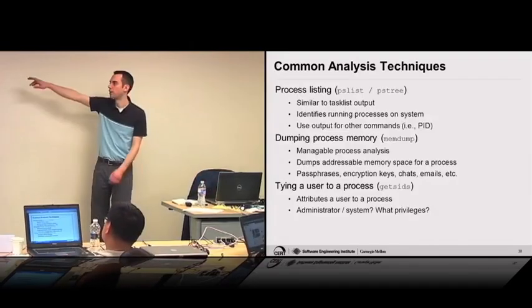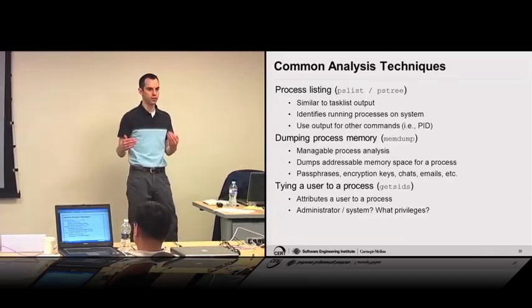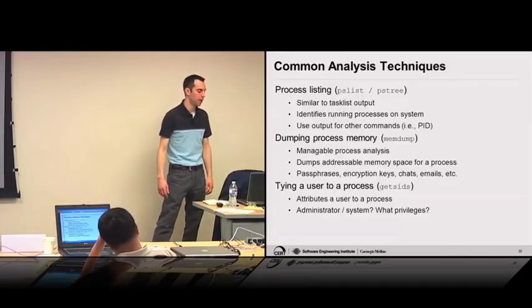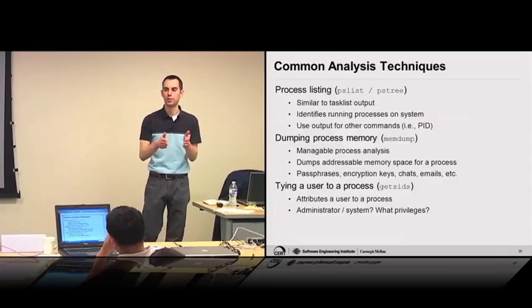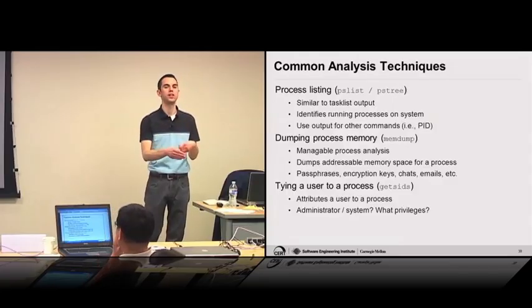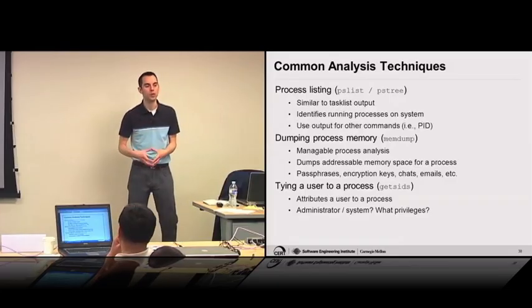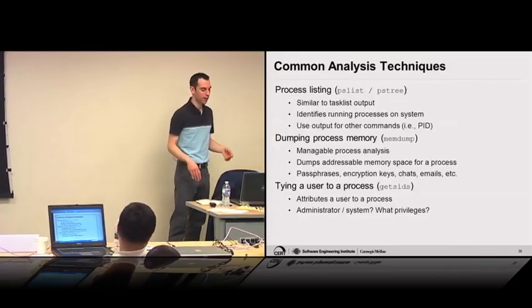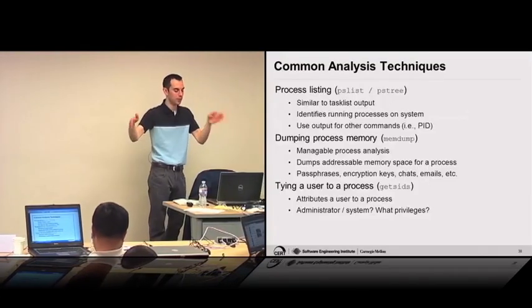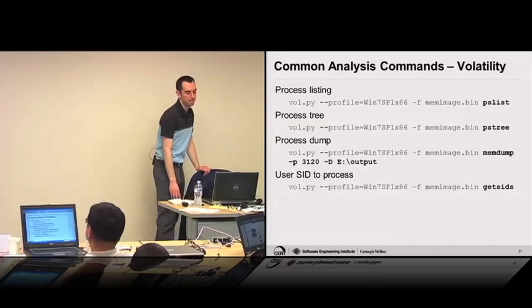One thing I want to point out is that the process listing is going to be very similar to tasklist output, so that is a good comparison area. Memdump gets things into a more manageable perspective. If you're interested in one process and you want to look for a string within that process, it allows you to get only that section of memory. You're taking a larger memory image and turning it into a smaller memory dump from the process.